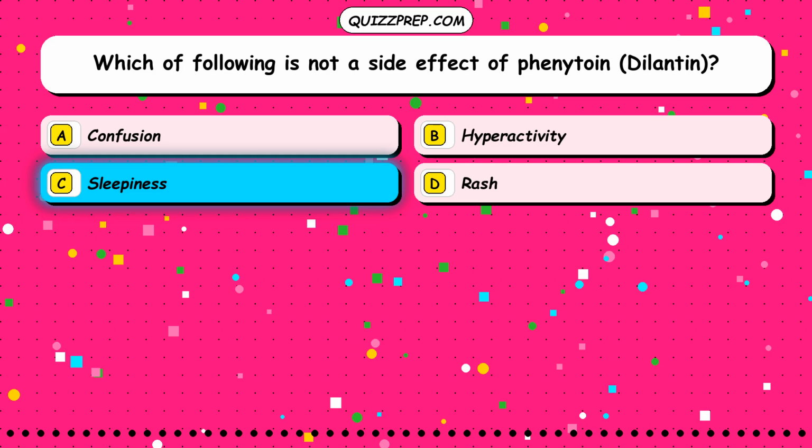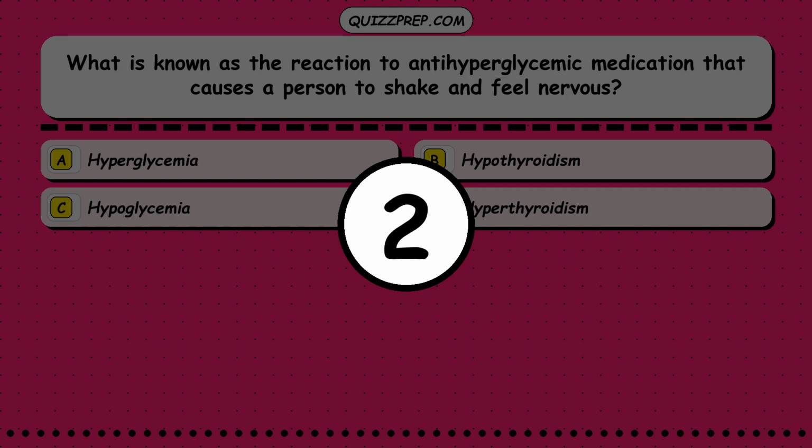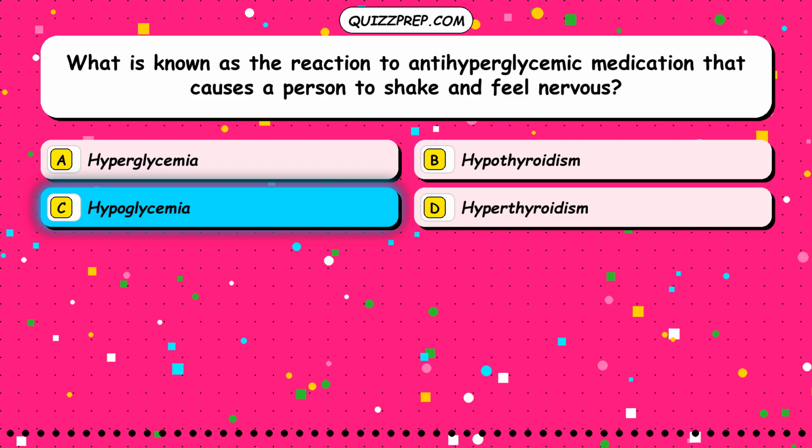The correct answer is option C, sleepiness. Question 44. What is known as the reaction to antihyperglycemic medication that causes a person to shake and feel nervous? Option A, hyperglycemia. Option B, hypothyroidism. Option C, hypoglycemia. Option D, hyperthyroidism. The correct answer is option C, hypoglycemia.